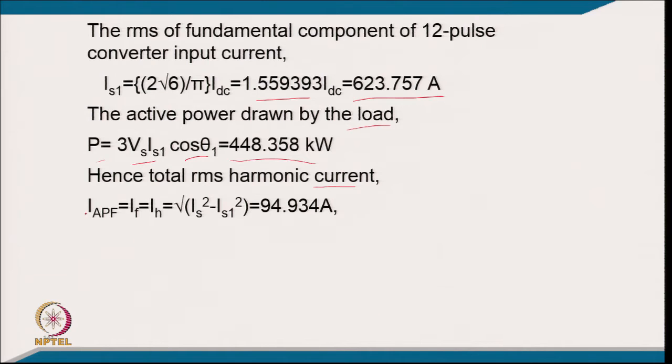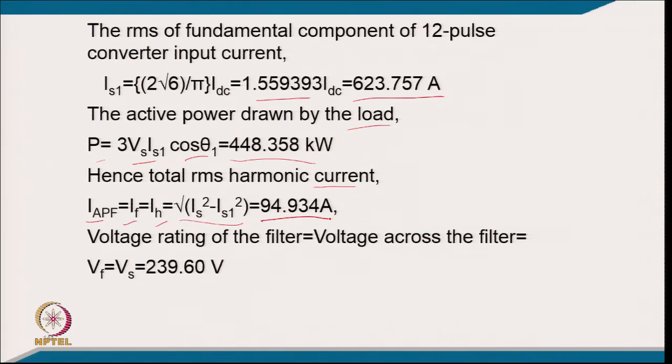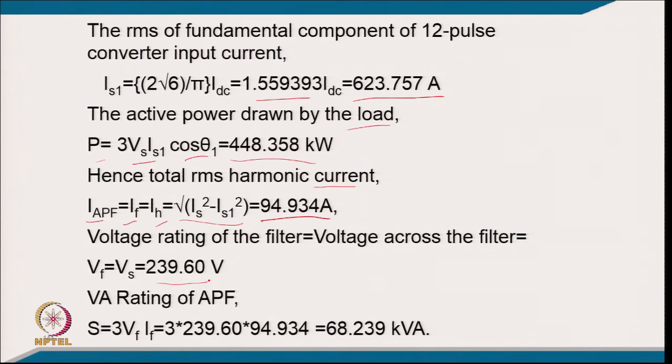And hence the total RMS harmonic current, which is the current flowing into the active filter, IF equal to IH, equal to under root IS square minus IS1 square. So, it comes to 94.934 ampere, and the voltage rating of the filter is the voltage across the filter VF equal to Vs, that is 239.6 volt, and the VA rating of the active filter is 3 VF IF. So, putting the values, 3 into 239.6 into 94.934, it comes to a rating of 68.239 kVA.